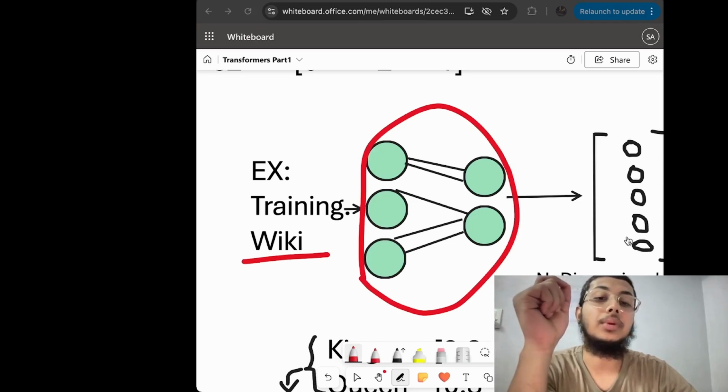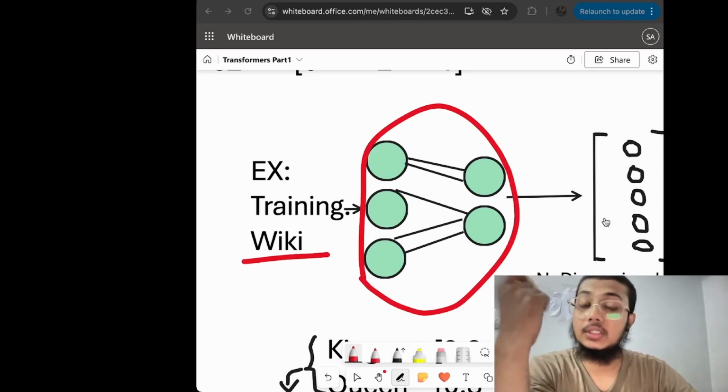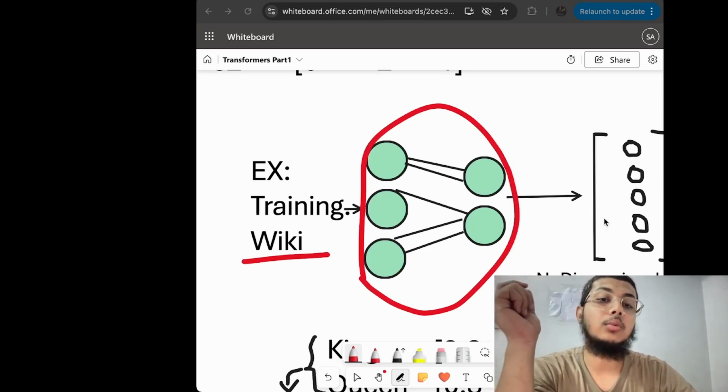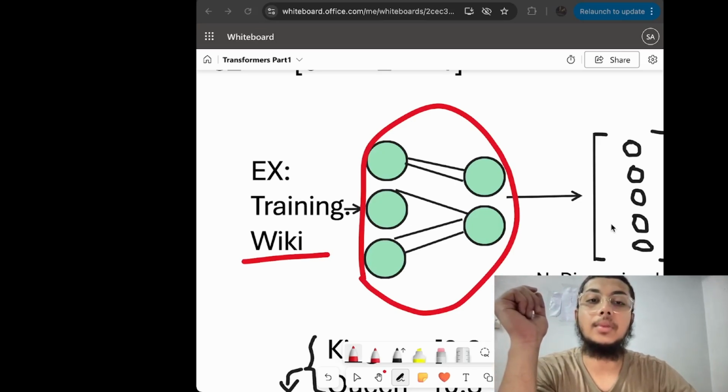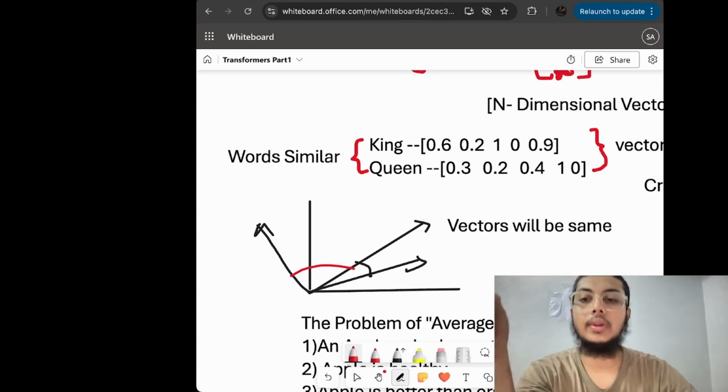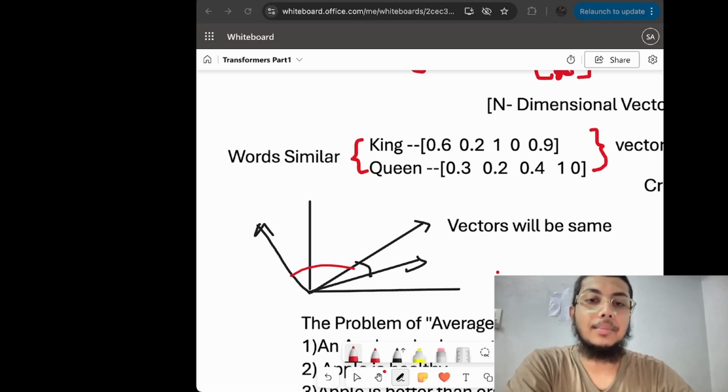This n could be 256, 512, even 64. It depends. Let's assume for a moment that we have a five-dimensional vector. I know I cannot draw five-dimensional in this way, but just take it as an example. So we have captured the semantic meaning. So you can represent words in a set of five numbers.